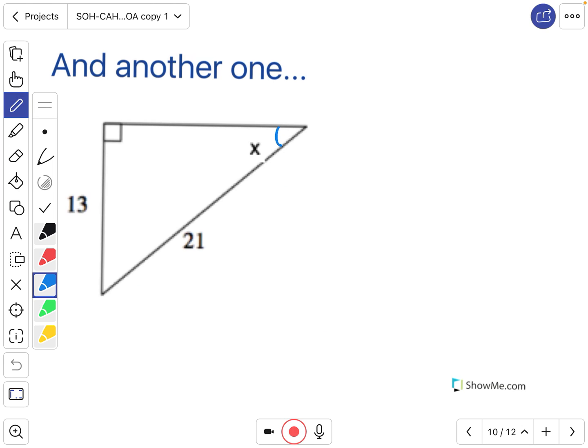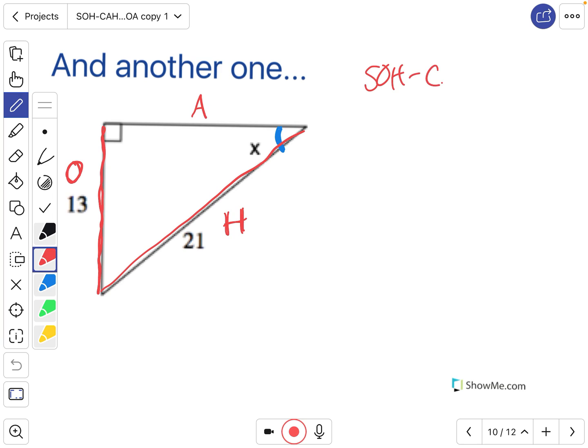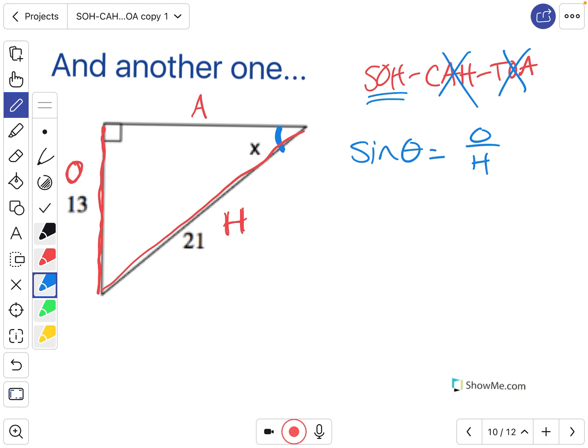So let's take a look at a couple more here. Here the angle, notice, is in the upper right-hand corner. Now if I identify my sides, that length 21 is going to be the hypotenuse because that's opposite the right angle. The opposite side is going to be that 13 because that's the farthest away. So that's O, and notice the adjacent side is missing. Since the adjacent side has nothing on it, I'm going to need nothing with A in it. That tells me sine is my trig function here.